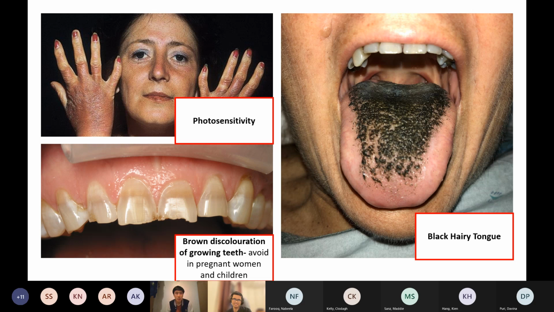Can anyone tell me any of these known side effects of tetracyclines? I would say the top left is probably the most obscure. It's not that clear, but the others might be. Ironic. It's the least clear from the image, but it is by far the most common in real life. Say what you see. Black tongue. Black hairy tongue is the full name. Photosensitivity, well done, Isabella. So that's the top left.